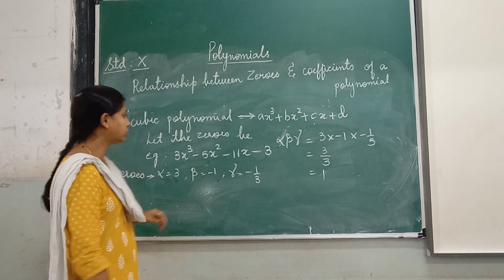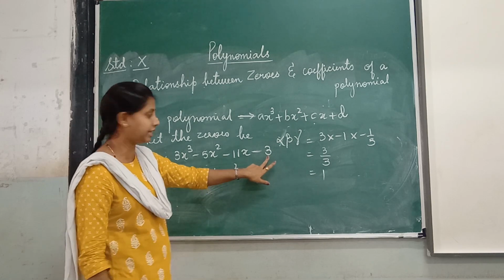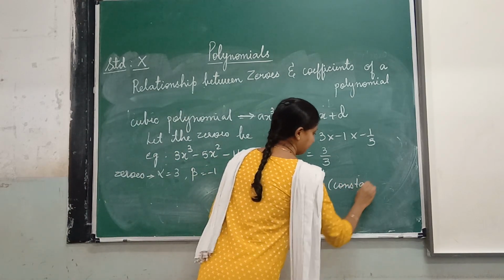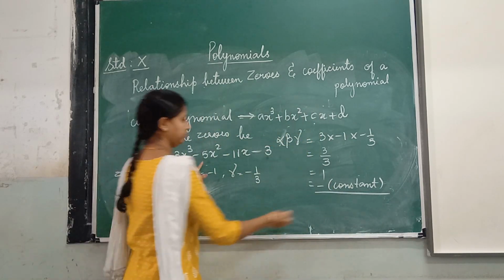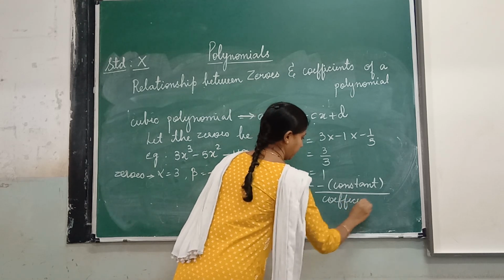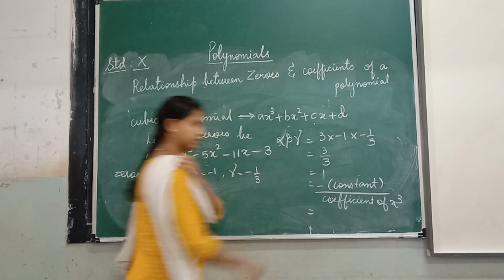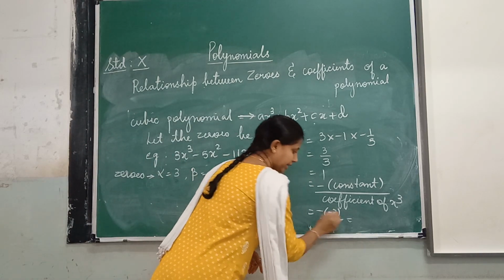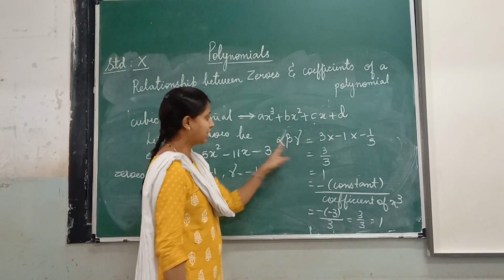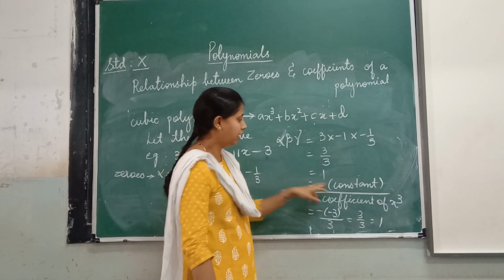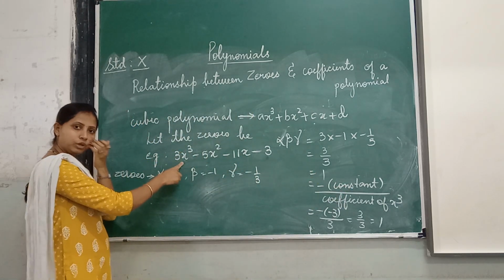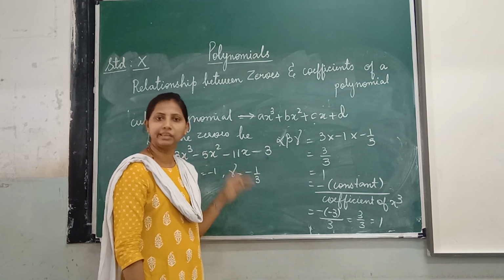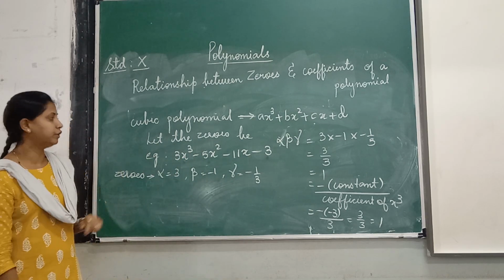So this is nothing but equal to d by a: the negative of the constant divided by the coefficient of x cube will give you 1. So the negative of the constant is minus of minus 3, divided by the coefficient of x cube. The coefficient of x cube is 3. So that is minus of minus 3 by 3, which equals 1. Same as we got for the product of zeros, 1 here. You can get it directly by taking the negative of the constant divided by the coefficient of x cube. So the product of zeros in a cubic polynomial you can get directly by taking the negative of the constant divided by the coefficient of x cube.